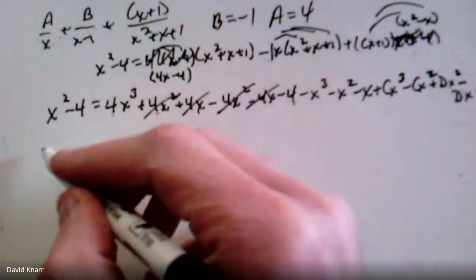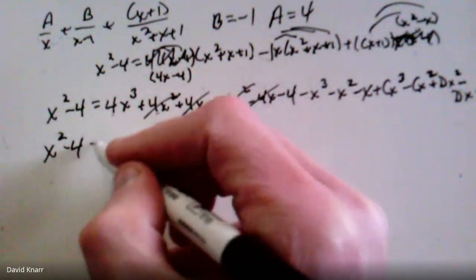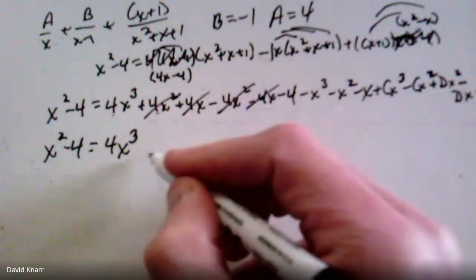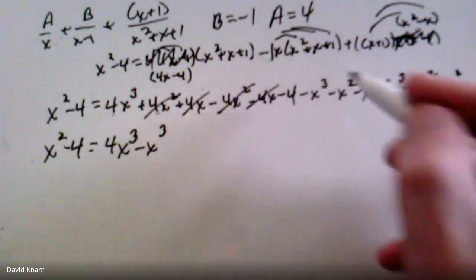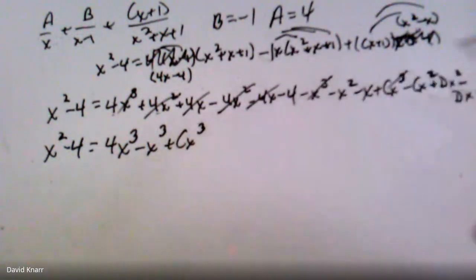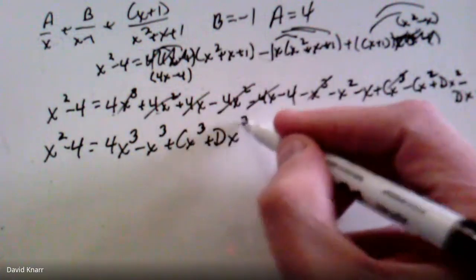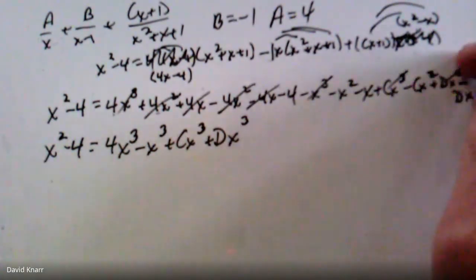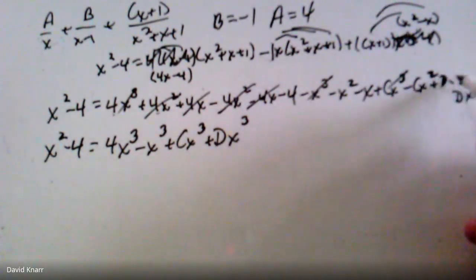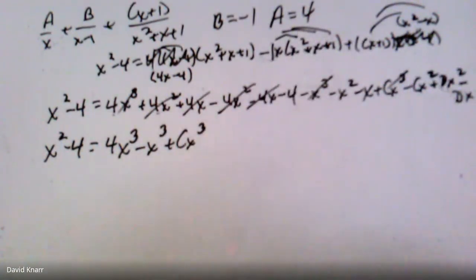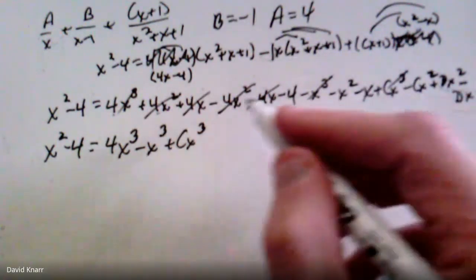All right, now let's equate the coefficients. So we have x squared minus 4 equals 4x cubed, minus x cubed. Cross those out. We have plus cx cubed, cross that out. And we have plus dx cubed. Oh, no, it's not right. It's a dx squared, not a dx cubed. That does not belong there. Okay, that's it for the x cubes, I think.